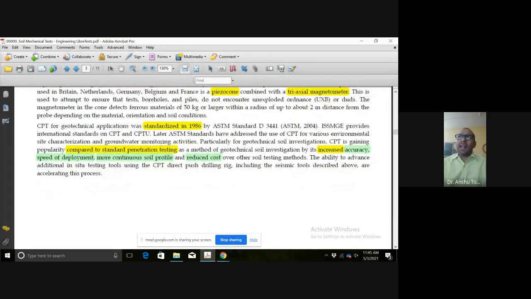So it was standardized in 1986. Prior to it, researchers and designers were using it without it being standardized into a particular code. Only when the Indian code, or American code, or European code allows you that now you can use it for the purpose, then officially you can use it. So in 1986, it was finalized and standardized by ASTM.